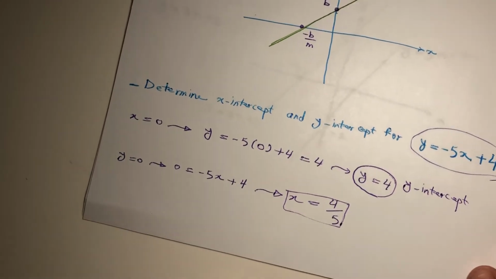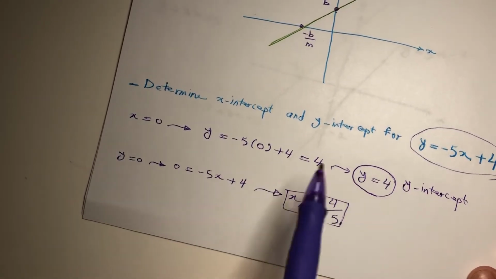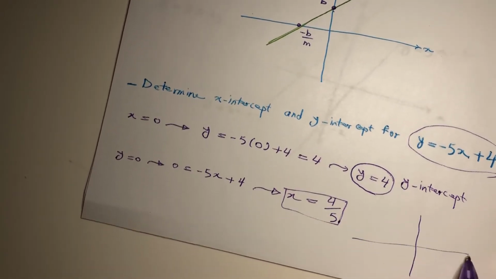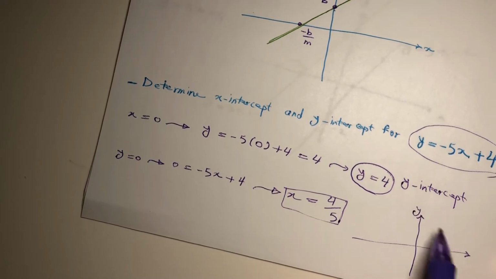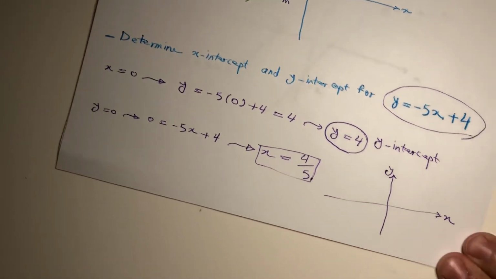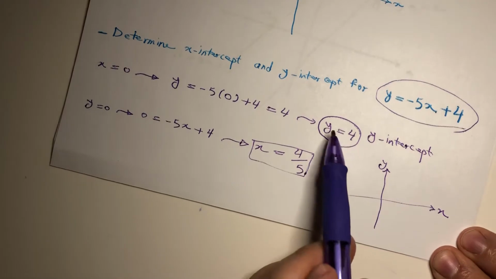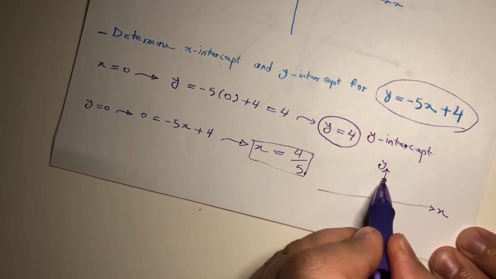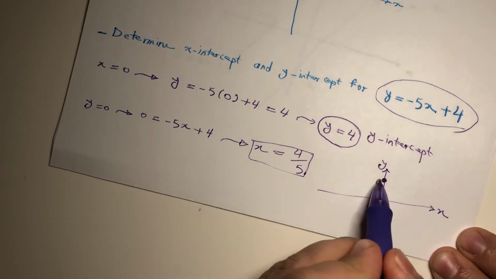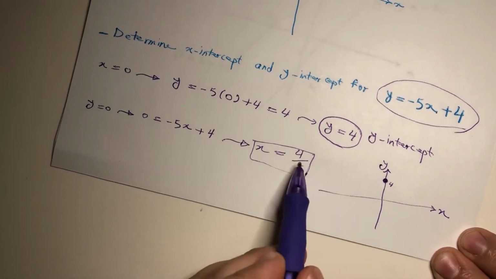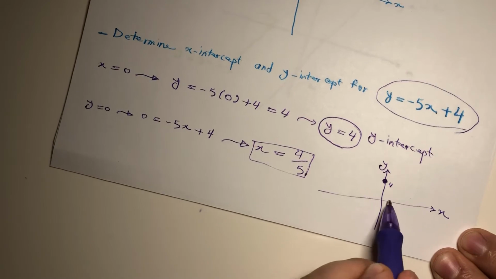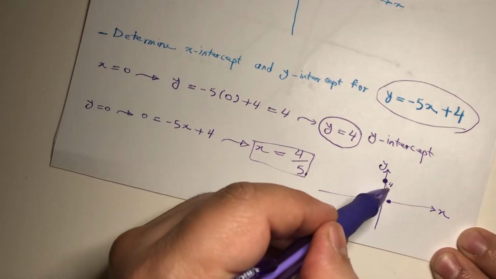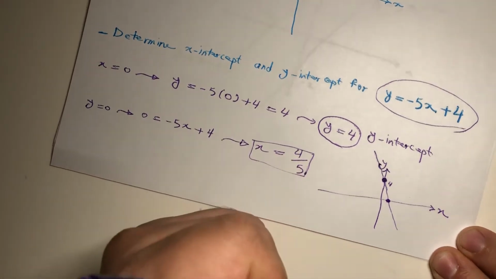Now when we have these, we can draw the line, right? How do we do that? This is the y-axis, this is the x-axis. So we know at y equals 4, this line intercepts the y-axis, okay? At x equal to 4 over 5, let's say it is somewhere here. So we have 2 points of a line, we can easily draw the line.